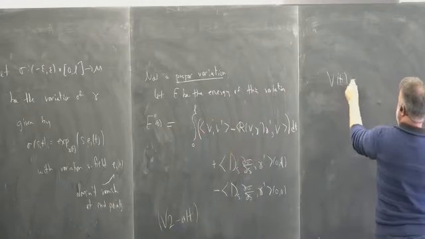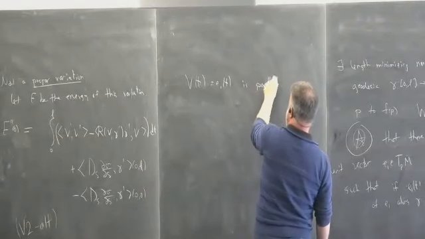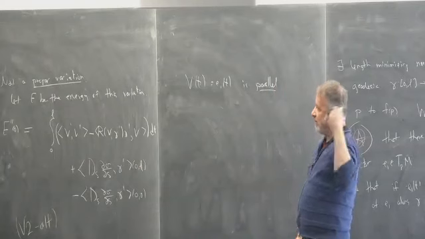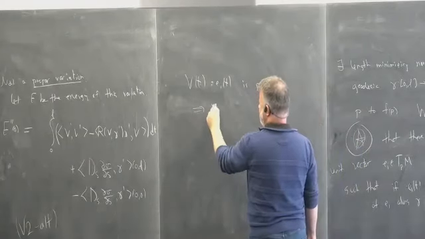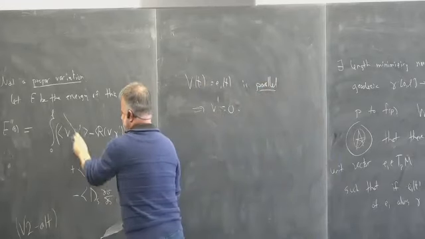V of t, which is E1 of t, is parallel. That's the way we constructed it. We took E1 at t equals 0 and we parallel transported it. So this says that V prime is 0. So this first term is gone.